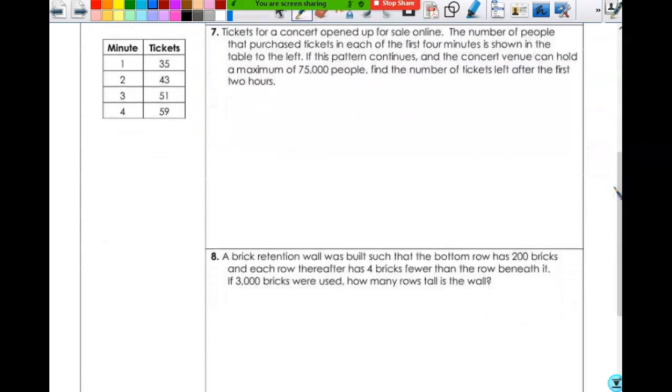Tickets for a concert opened up for sale online. The number of people that purchased tickets in each of the first 4 minutes is shown in the table to the left. If the pattern continues and the concert venue can hold a maximum of 75,000 people, find the number of tickets left after the first 2 hours. Okay, so I know here, if this is in minutes and I have 2 hours, then what is n? 120, yes. My first term is 35.